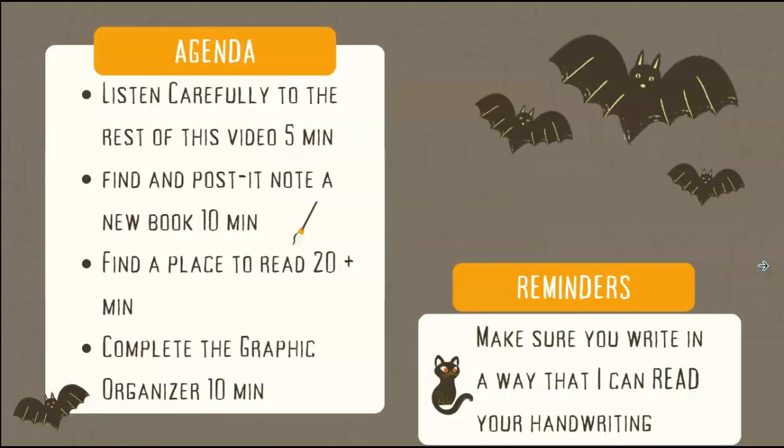Now our agenda for today. We're going to listen carefully to the rest of this video, which will be about 5 minutes. And then you will use what you've learned in the video to find and then post-it note a brand new book, which should take you around 10 minutes. All right, that's the goal, 10 minutes. Then you're going to find a place to read on your own for around 20 minutes. Everyone's going to do independent reading on their own today.